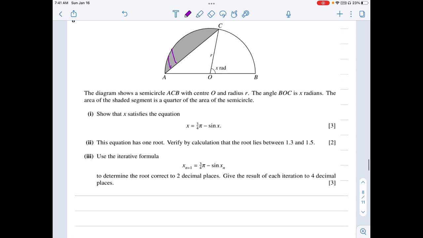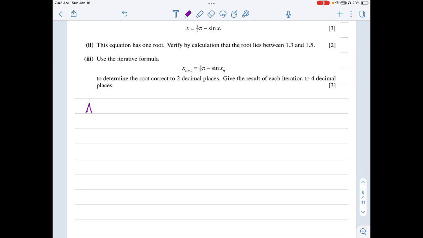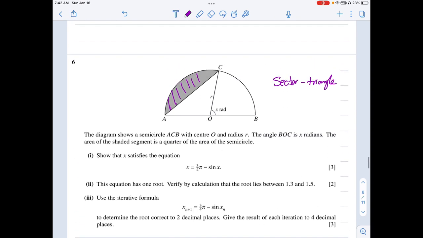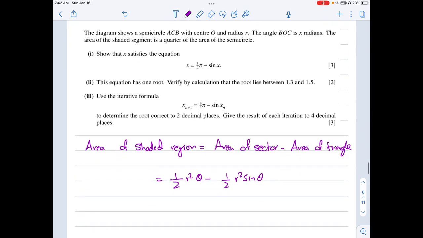Area of the shaded region. This shaded region area should be equal to area of the sector minus triangle. So area of shaded region should be equal to area of sector minus area of triangle. So area of a sector formula is half r square theta, minus area of a triangle, formula will be half r square sine theta. So half r square theta minus half r square sine theta.